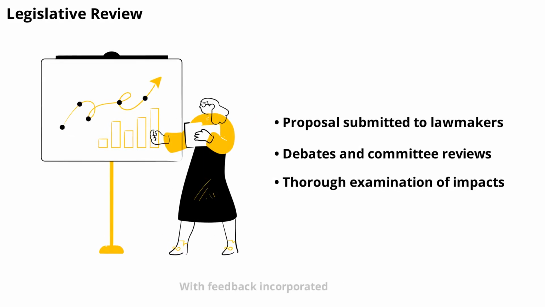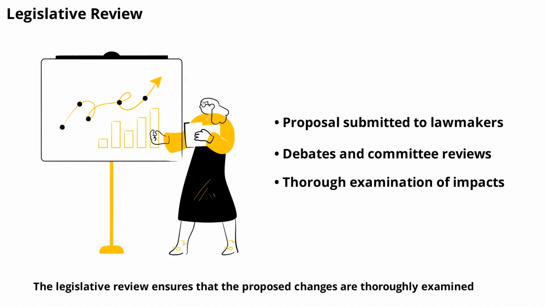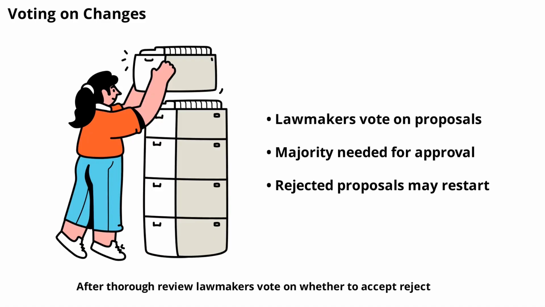With feedback incorporated, the proposal is submitted to the legislative body, such as a parliament or Congress. Lawmakers review the proposal, debate its merits, and may suggest further amendments. This stage can involve several readings, committee reviews, and detailed discussions. The legislative review ensures that the proposed changes are thoroughly examined and that all potential impacts are considered before any decision is made. After thorough review, lawmakers vote on whether to accept, reject, or further amend the proposal.